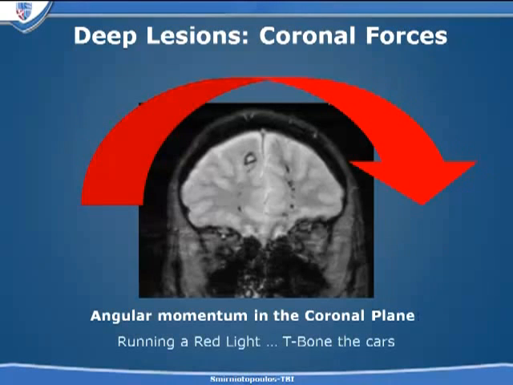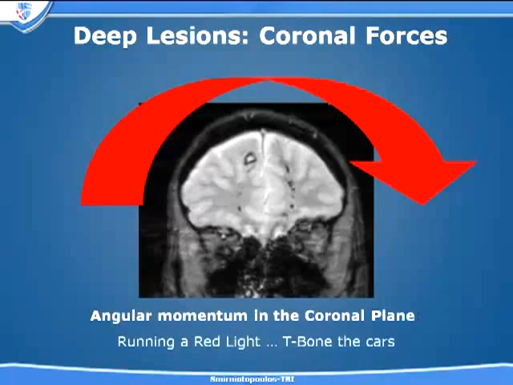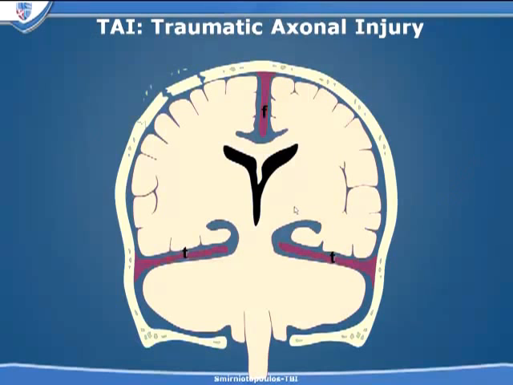So just as a reminder, the deep lesions are classically associated with coronal forces, and the lesions are typically small, usually less than 15 millimeters, and are in the subcortical parts of the brain, either at the gray-white matter junction or in areas like the corpus callosum, internal capsule, and the brainstem, where there is a high degree of organization and a parallel arrangement of the white matter structures.